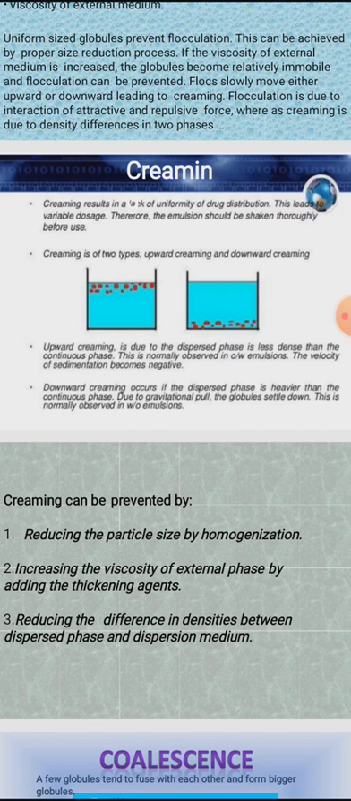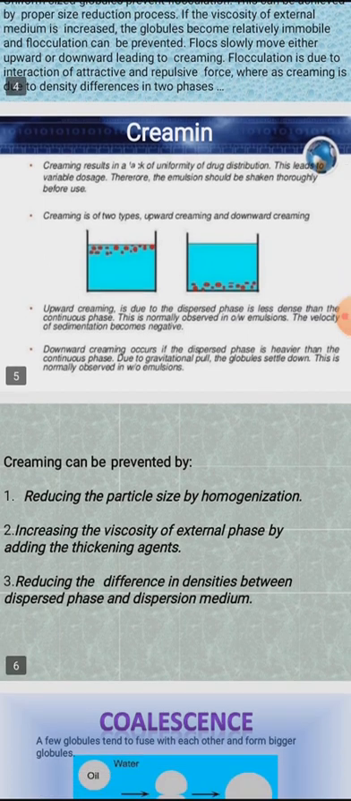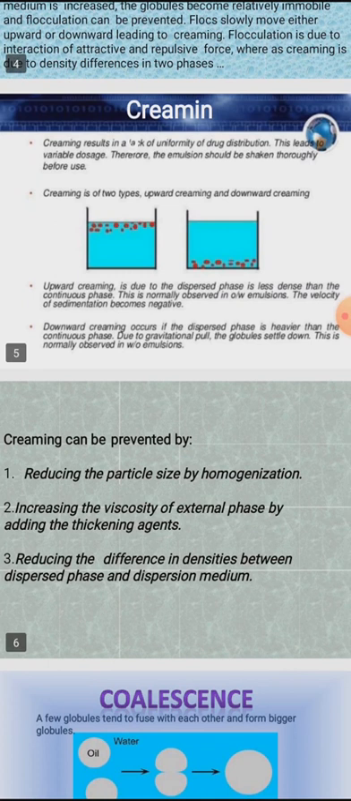Another important point is, in creaming the drug is not uniformly distributed. This leads to variable dosage. Therefore the emulsion should be shaken thoroughly before use. Creaming is of two types, upward and downward. Upward creaming is due to the less dense internal phase, for example oil, because oil is less dense than water. This is normally observed in O/W type of emulsion. On the other hand, downward creaming is also possible if the internal phase is heavier. Due to gravitational force, the globules will settle down at the bottom of the bottle.